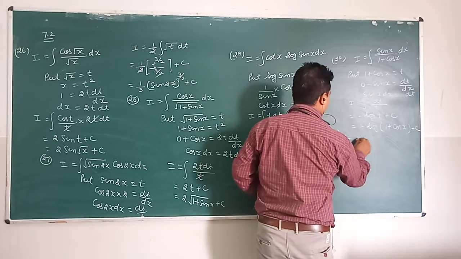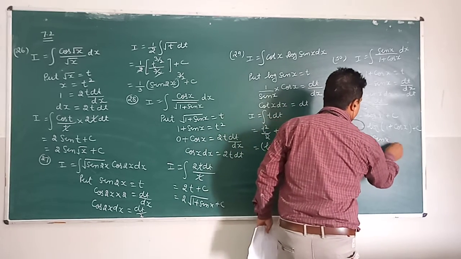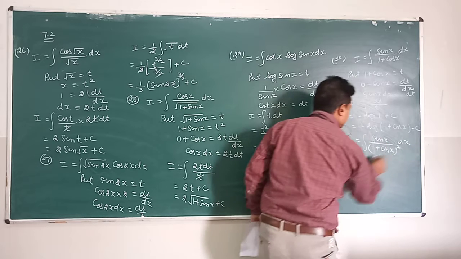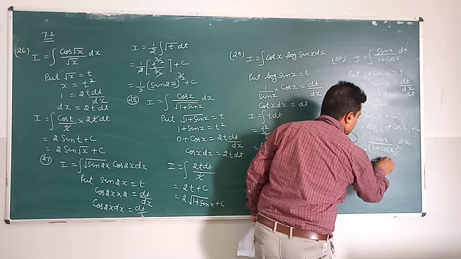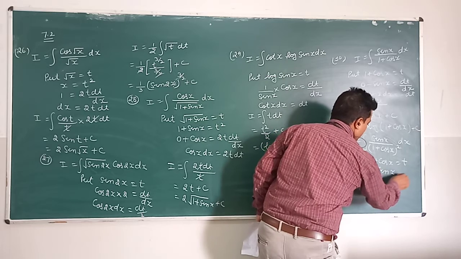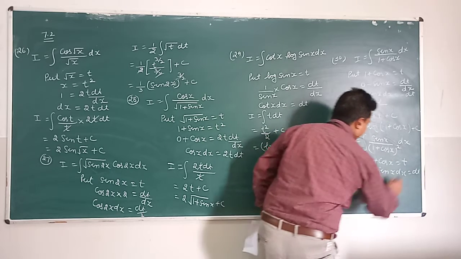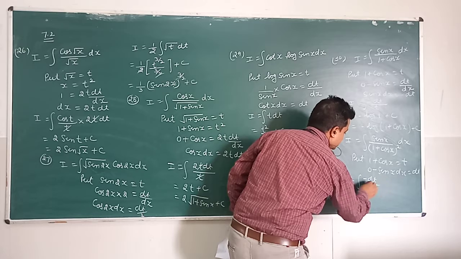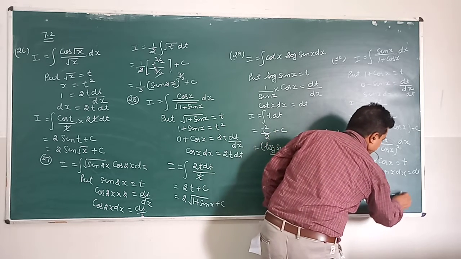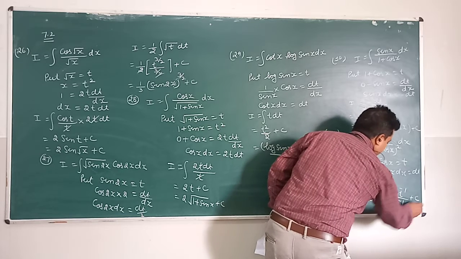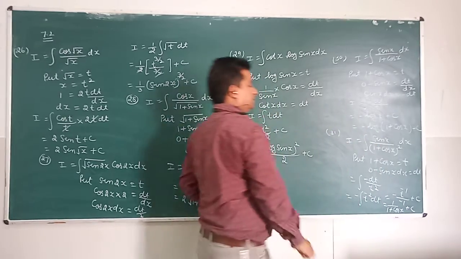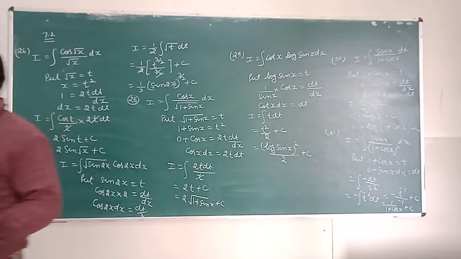In question number 31, I is equal to sin x upon 1 plus cos x whole square. Here in this question, first we put 1 plus cos x equal to t. The differentiation of 1 is 0, and of cos x is minus sin x. So the value of sin x dx is minus dt. And when we take t square in the numerator, its integration is t to the power minus 1 upon minus 1. This means 1 over 1 plus cos x plus c. This is the integration of this question.